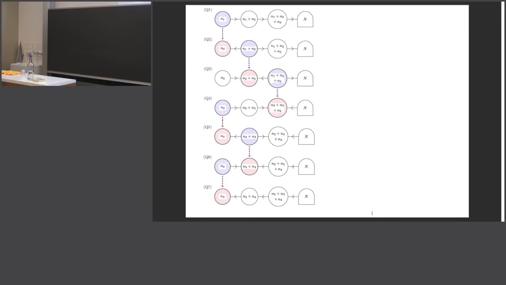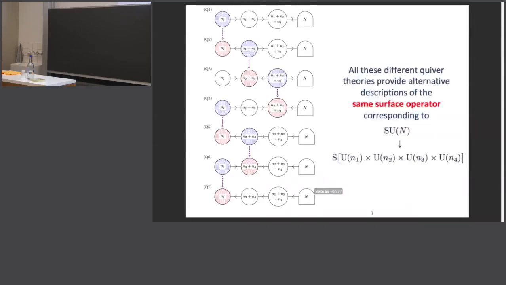These are all different theories, and since they all come from a sequence of dualities, they should describe the same effective infrared physics. So they should describe the same surface operator, which, as I already indicated, should correspond to the same monodromy defect corresponding to these little n1, n2, n3, and n4, which appear all the way.